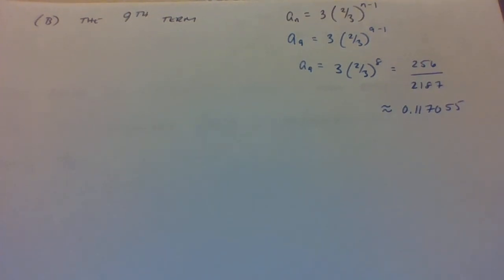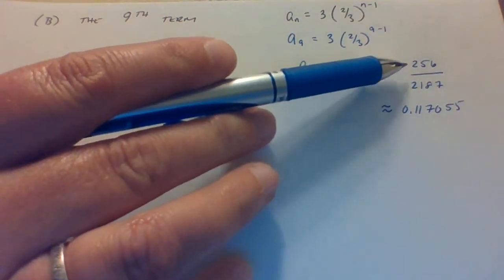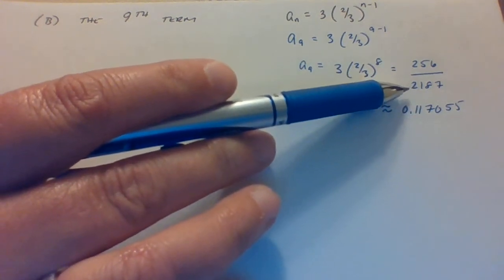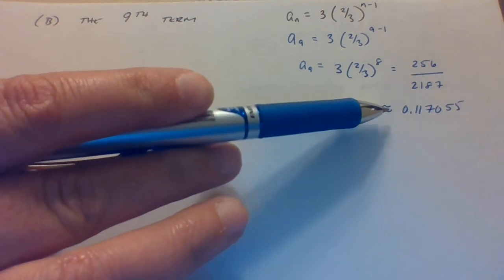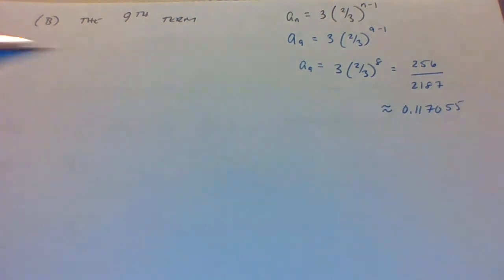If we simplify our fraction, we're going to get 256 on top, 2187 on the bottom, and if we divide those out, that should come out to be a decimal of about 0.117055.